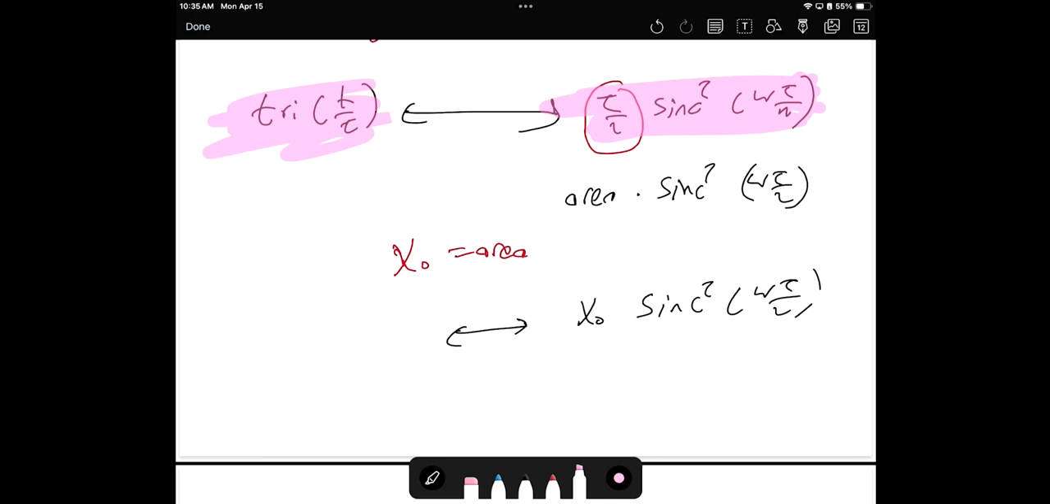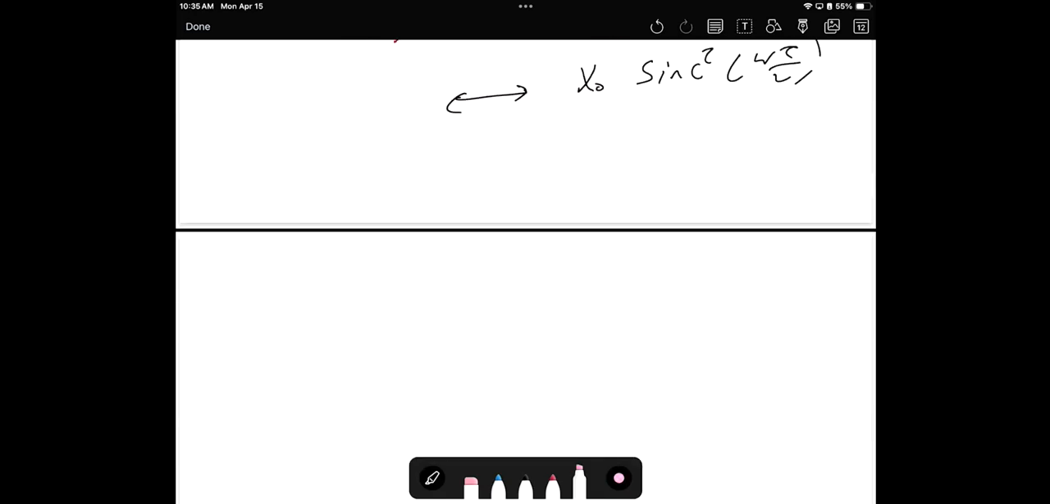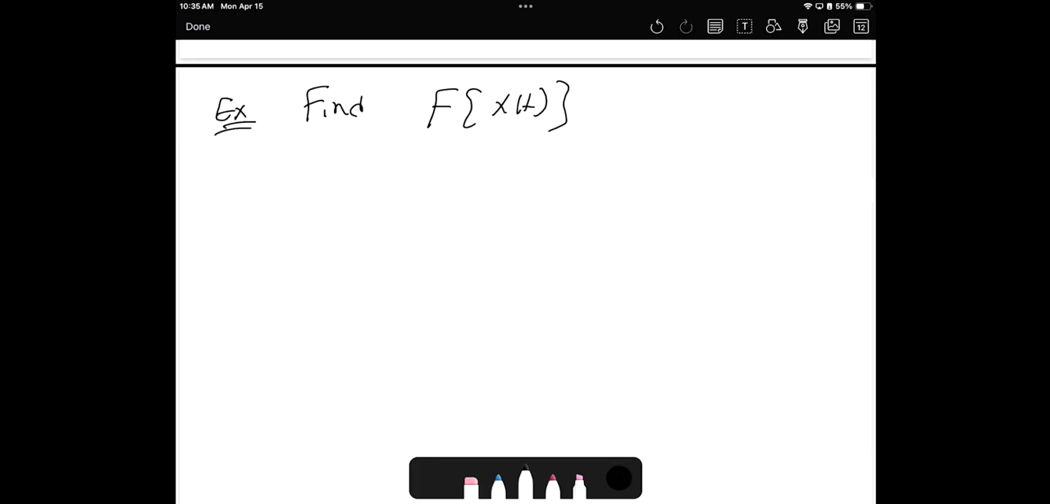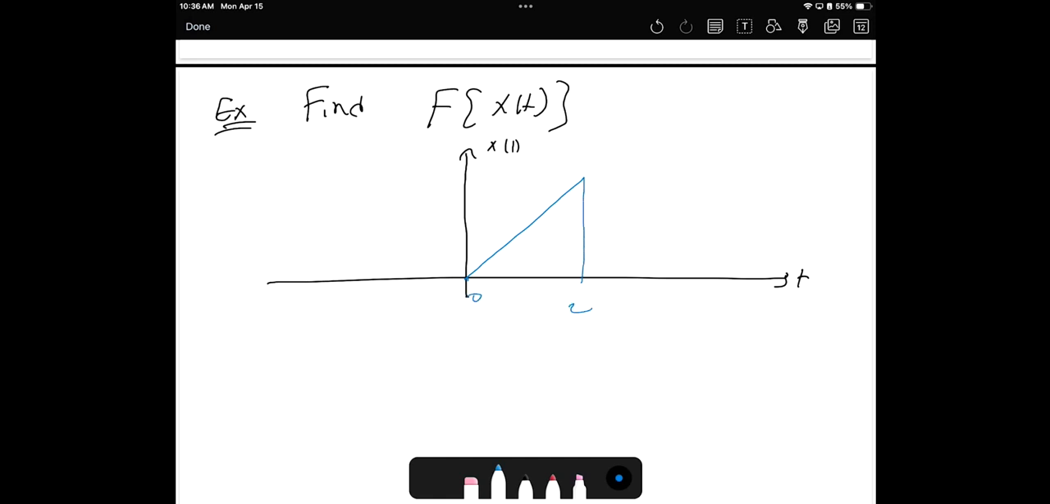But sometimes these signals might not be a rect function, might not be a tri function. I need to find a combination such that I can make it as rect or triangle. How? Let's see this example. Find the Fourier transform of this example. Here is x of t, here is t, then 0, 2, 0, 3.